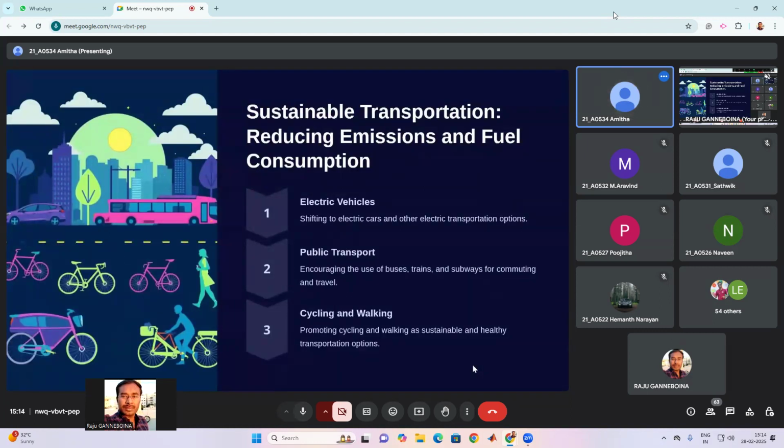Cycling and walking. Promoting cycling and walking not only reduces the carbon footprint and emissions, but also improves the public health. So these are the ways where we can conserve the energy even in transportation.